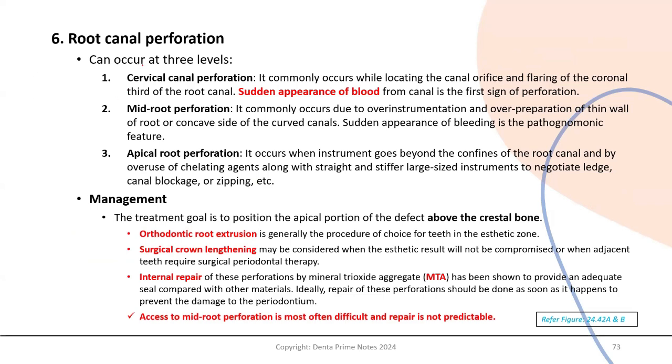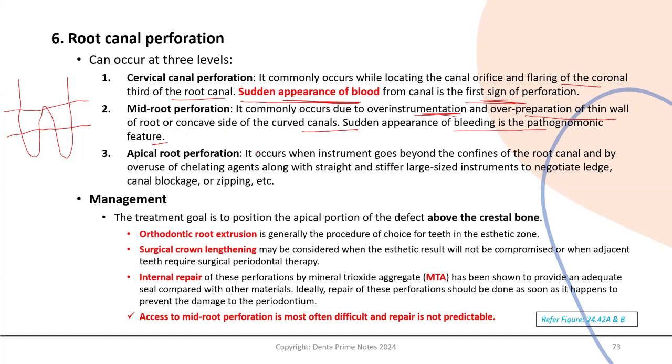Next comes root canal perforation. Again, very important. It can occur at three levels: cervical canal perforation, mid root perforation, and then apical root perforation. Cervical perforation commonly occurs when locating the canal orifice or flaring the coronal third of the root canal. Sudden appearance of blood from the canal is the first sign of perforation. Then there's mid root perforation, commonly due to over instrumentation and over preparation of the thin wall of the root or on the concave side of curved canals. Sudden appearance of bleeding is a pathognomonic feature.